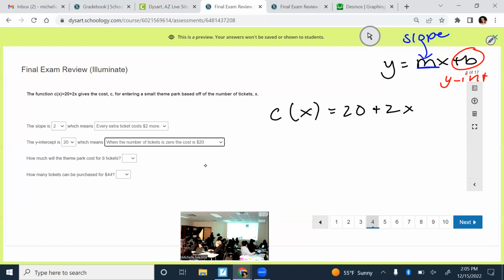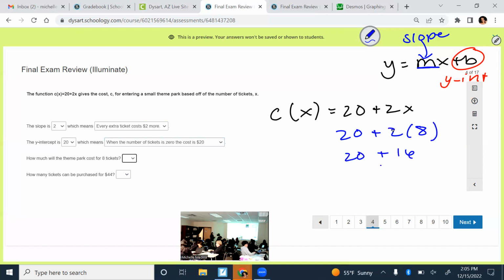We'll see. I'll look at this. So how much will the theme park cost for 8 tickets? 36. And how are you figuring that out? Plus 8 into the 10. Yeah, the one thing we know for sure is that x is the number of tickets. So 20 plus 2 times 8 is what? Yes, 36. You multiply before you add. So there we go.